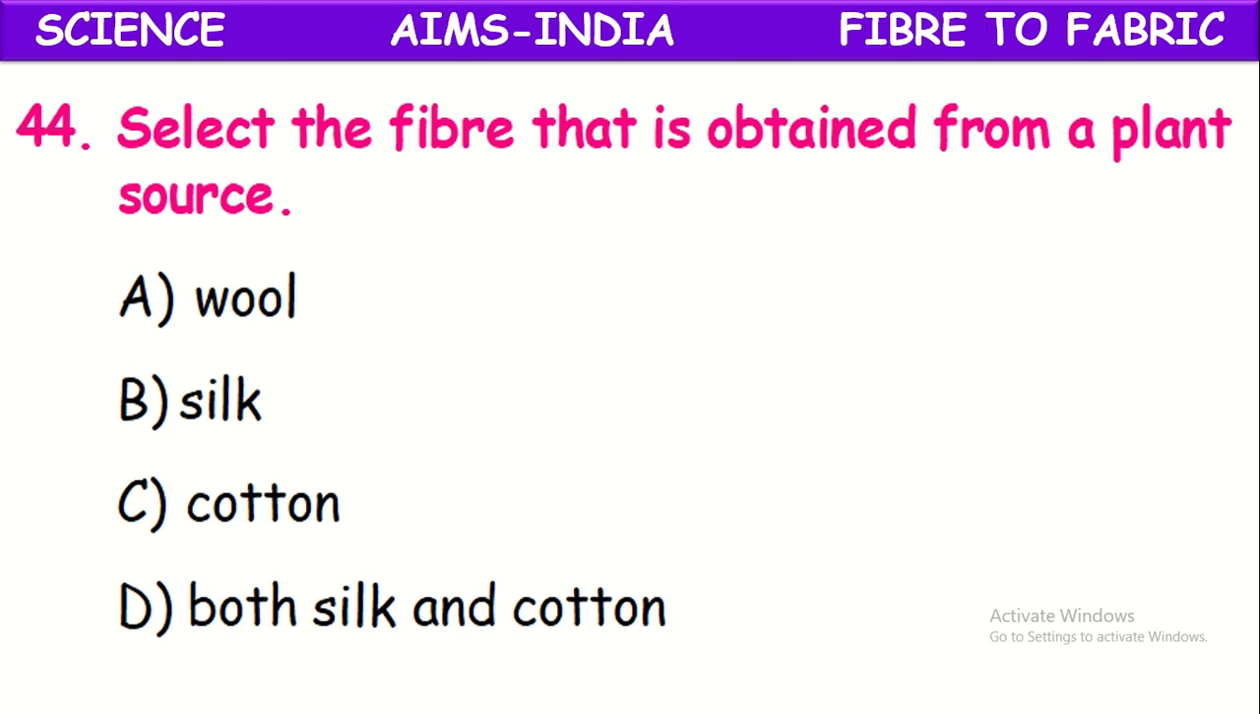Select the fiber that is obtained from a plant source. Say wool, silk, cotton, both silk and cotton. Which has a plant source? Wool is from animals, silk also from animals, cotton is from cotton plants. So it has a plant source. It is called plant fiber.